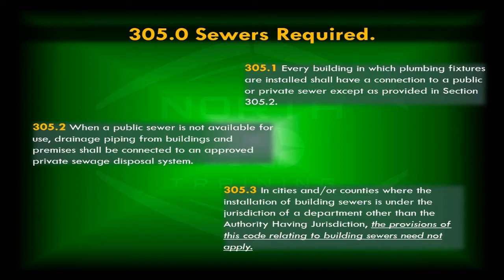Yeah, interesting. Right? So these things here can be summed up in 3 simple phrases. The first section, every building has to be connected to a public or private sewer, 305.1. 305.2, when a public sewer isn't available, you can connect to a private sewer system, of course with approvals. And 305.3, if the installation of sewers is under different jurisdiction than the plumbing AHJ, which would follow this code, then this code doesn't apply.